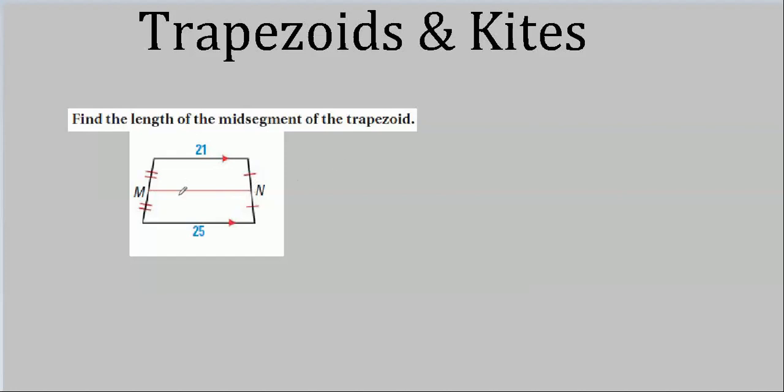What is the length of this? It's the average of the two bases. Real easy. 21 plus 25 over 2. That's 46 over 2, I think. You probably did that one in your head, didn't you?